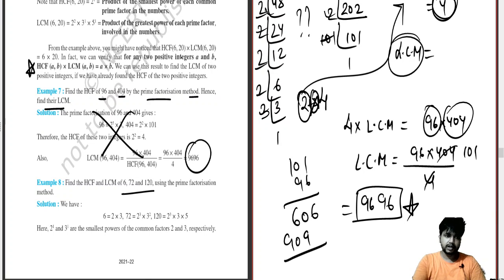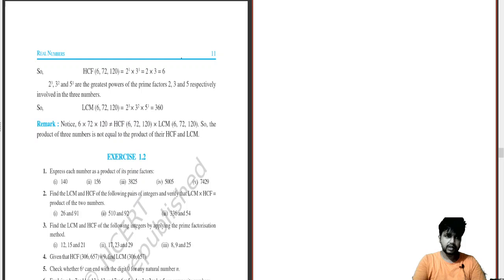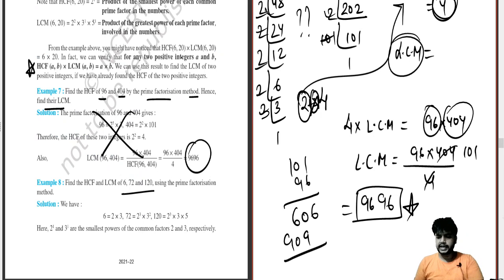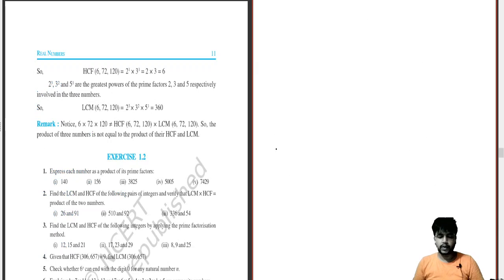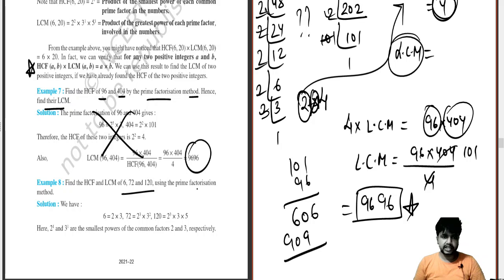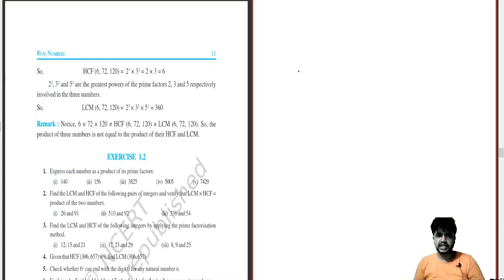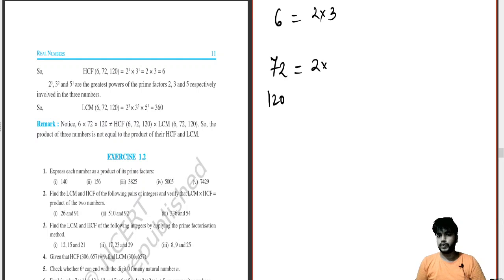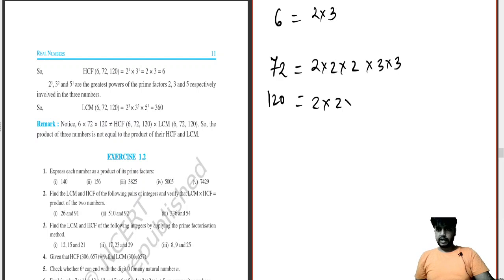So moving on further, you can do these types of sums prominently. So the numbers are 6, 72 and 120. And the question says using prime factorization. So I will write 6 over here, 72 over here, 120 over here. So 6 equals 2 into 3. 72 equals 2 into 2 into 2 into 3 into 3. And 120 equals 2 into 2 into 2 into 3 into 5.